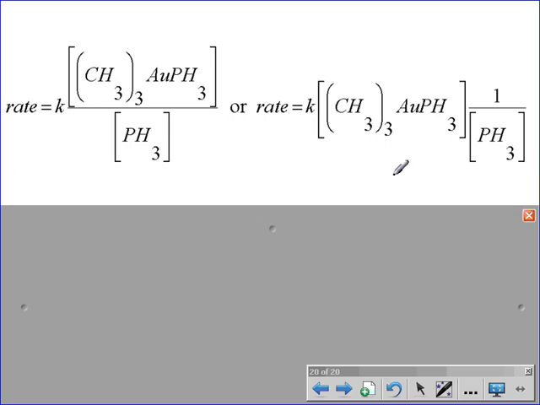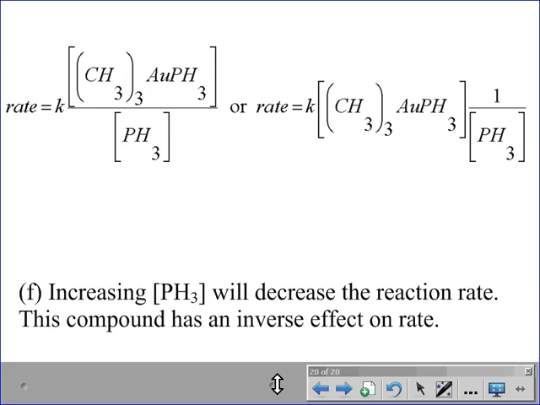The final question, after I determine this rate law up here, is what would be the effect of adding additional PH3 to this? Well, all of these are numbers. There is a concentration. So if you added a bigger number into this fraction, that would have the effect of lowering this number. So increasing PH3 will decrease the reaction rate. This compound has an inverse effect on rate. The more of it that you find, the slower the reaction goes.